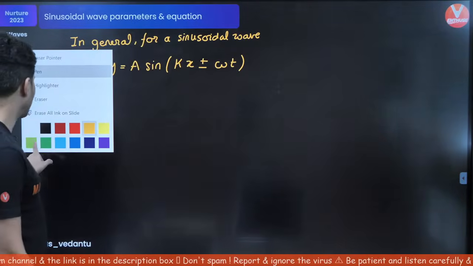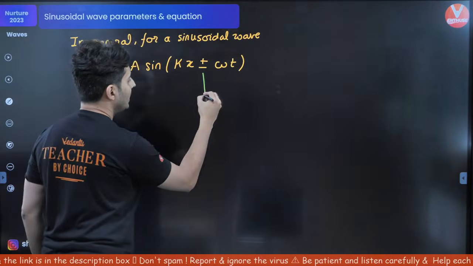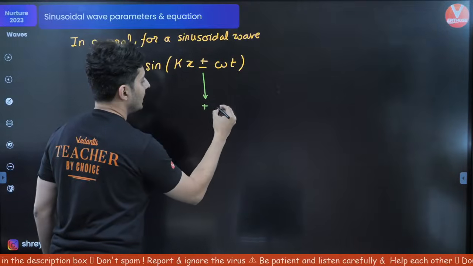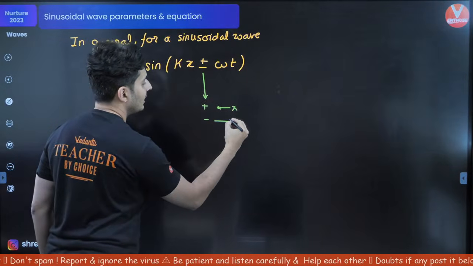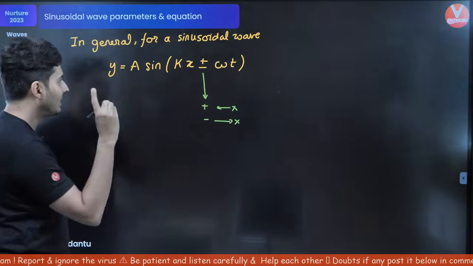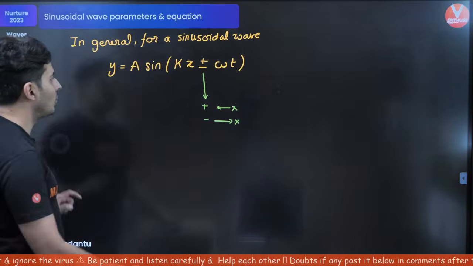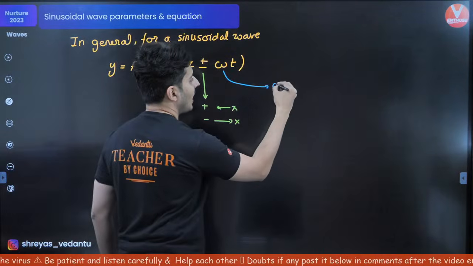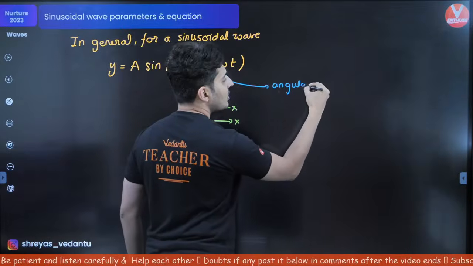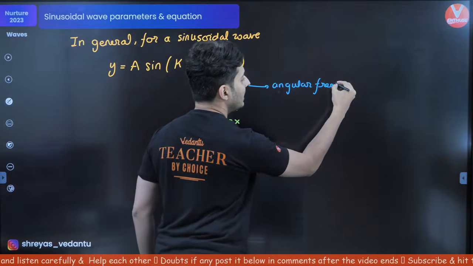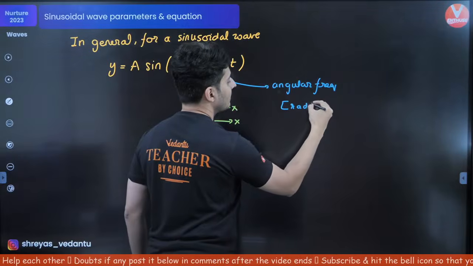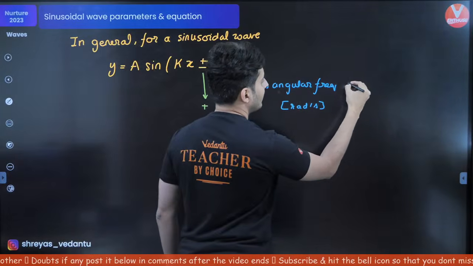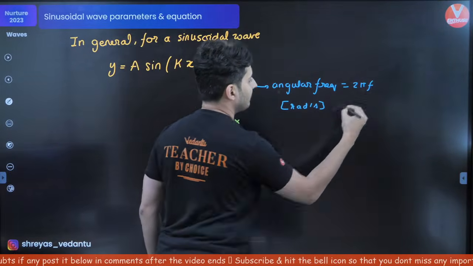I have told you what this plus minus means before. If it is positive, then it is going towards negative x. And if it is negative, it is going towards positive x. Next, I have also told you what omega is. This is your angular frequency, and this is of the unit radian per second. And this is nothing but 2 pi f.